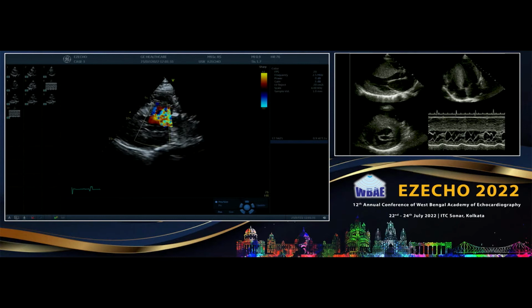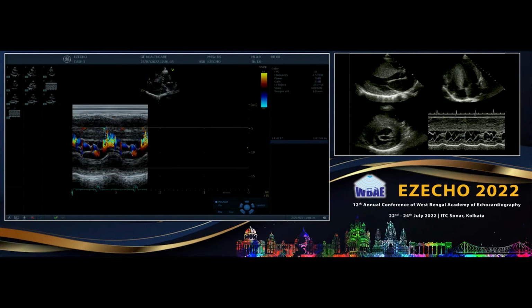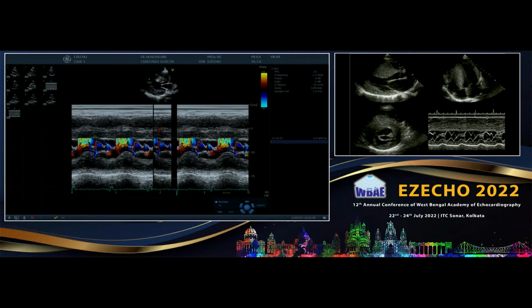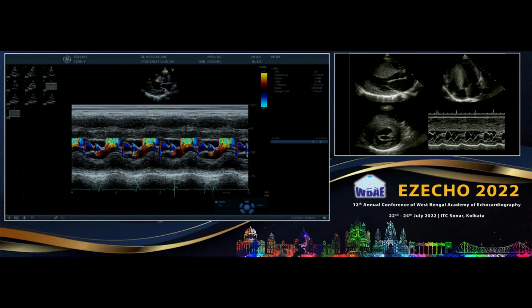Color Doppler, and then let us put the M mode there. And see, beautifully you can see this is the early diastolic mitral valve opening, and this is the SAM. The closed leaflet is approaching the septum and there's a lot of turbulence. So you know that there is a dynamic obstruction.